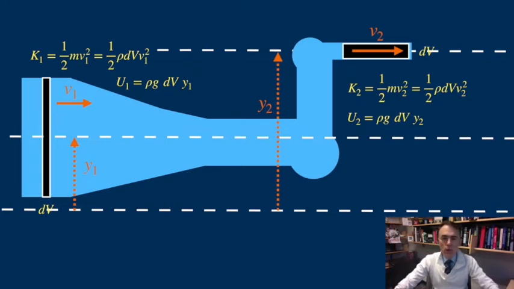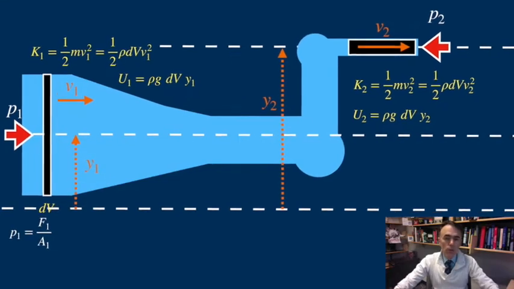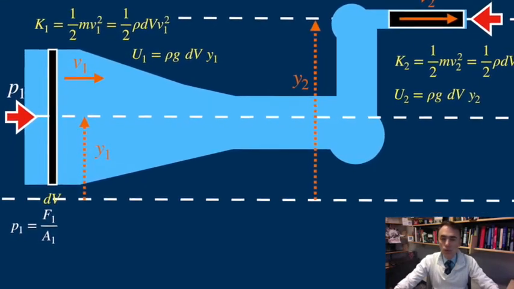There's a pressure down here that pushes the fluid to go up. The pressure is given by the force applied over the surface area. Up here the volume remains, although the shape changes. The pressure up here is the force acting over the surface area.